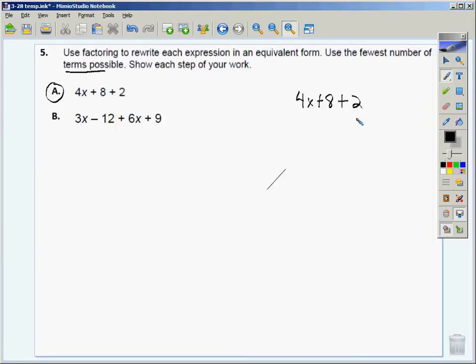Are there like things that I could put together in part A? Yes. What can I put together? 8 and 2. So I'm going to put 4x plus 10. By the way, I'm now down to how many terms? 2 terms. Okay? What will come out of both 4x and the 10? 2. And 2 then times 2x plus 5.